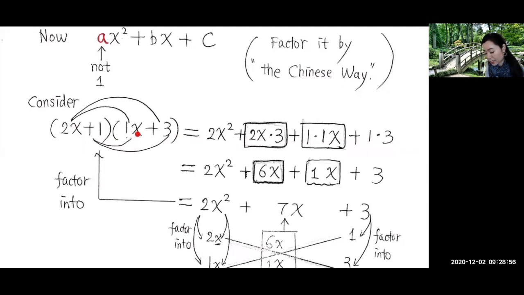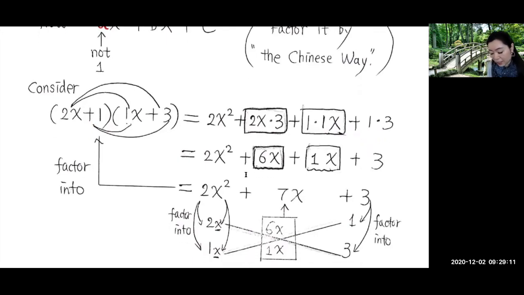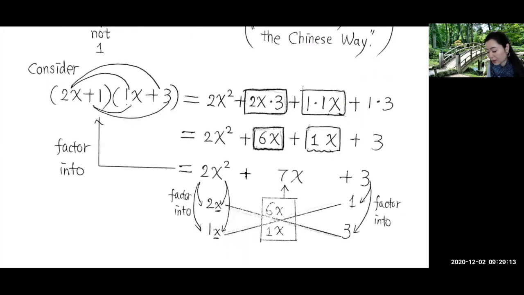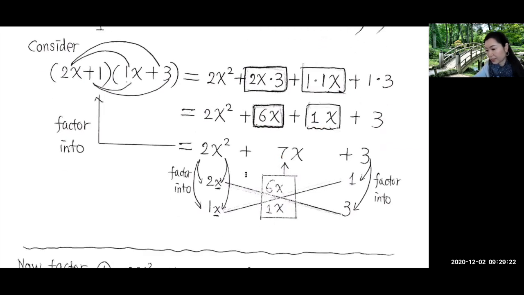2x times x gives me 2x squared. 2x times 3 is the middle term over here. 1 times 1x is this term over here. 1 times 3 is the last term over here. So now I combine like terms. 6x plus 1x gives me 7x over here. So you see this 7x, and then you have this 3 at the end.